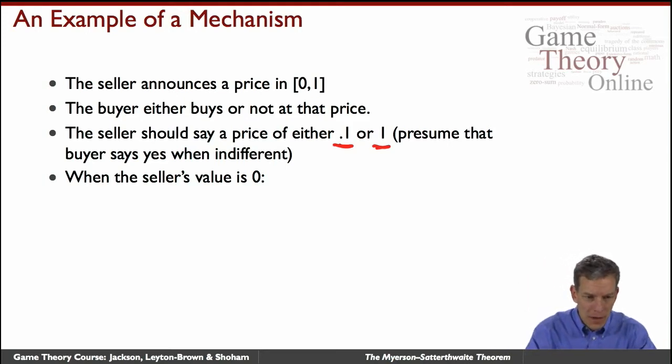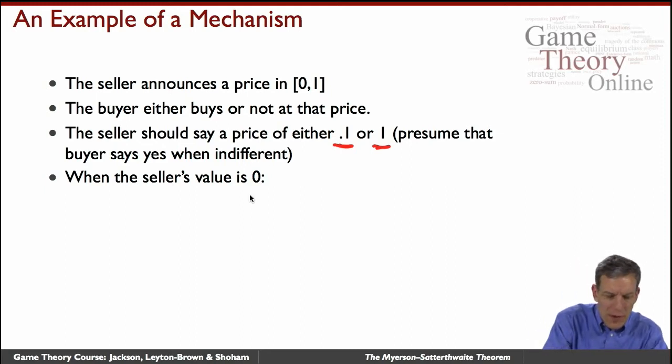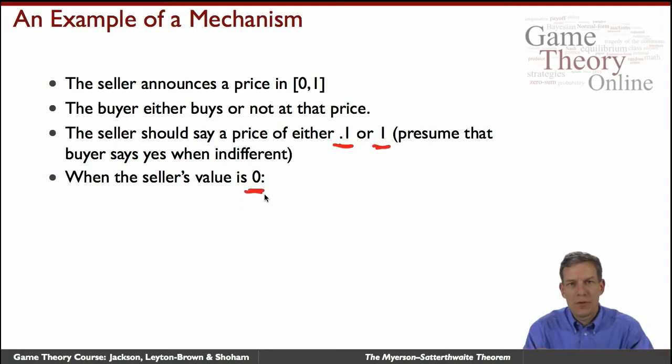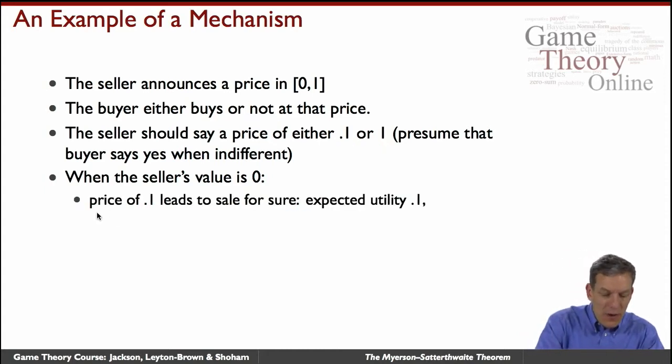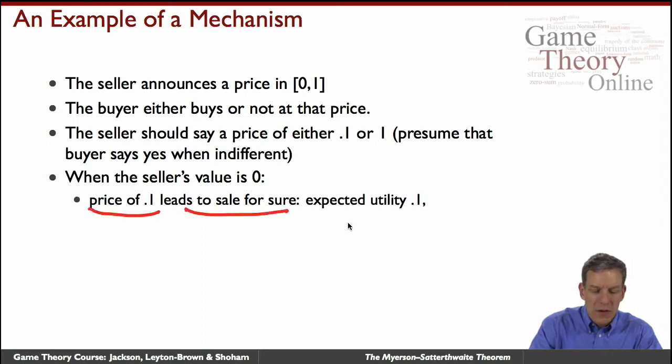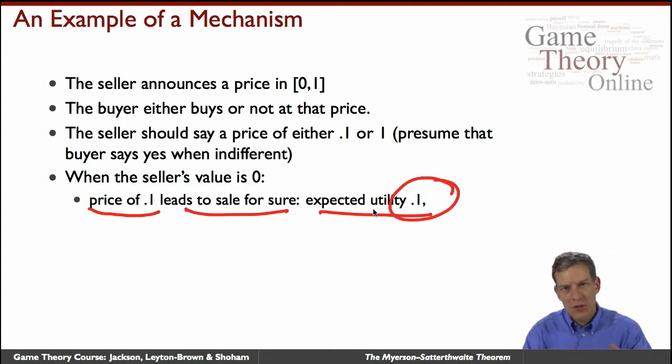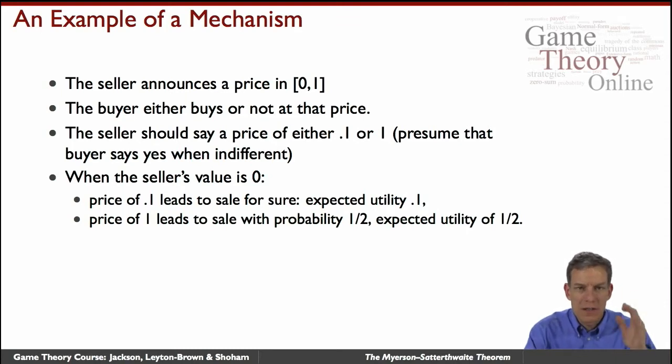Okay, and now when we think about the seller, so imagine that the seller actually thinks the car is worthless, but they're the only one who knows that. And the buyer is going to show up, and now the seller can post a price. If I post a price of 0.1, that's a sale for sure, expected utility 0.1. Okay, so I charge the low price, I'm going to sell to both buyers. Price of 1, I sell at the high price.